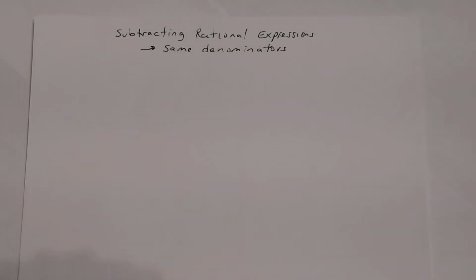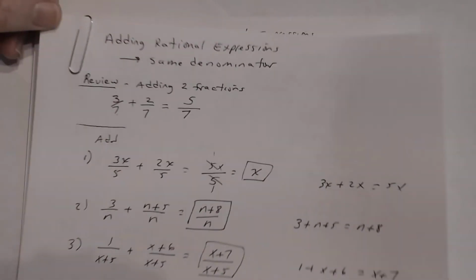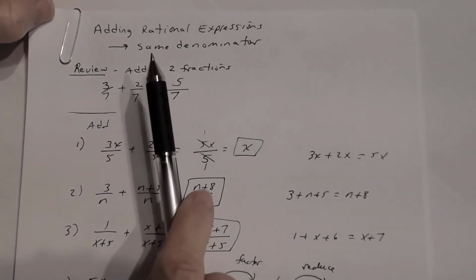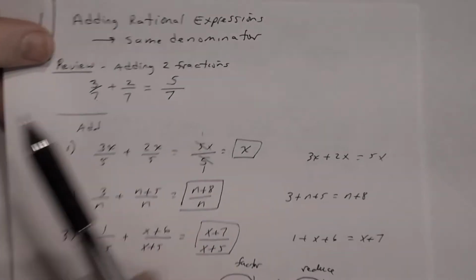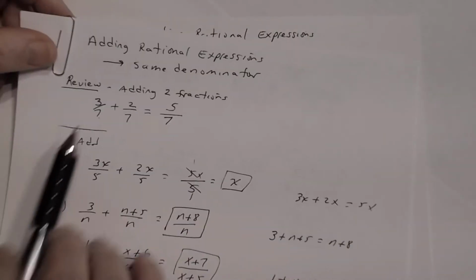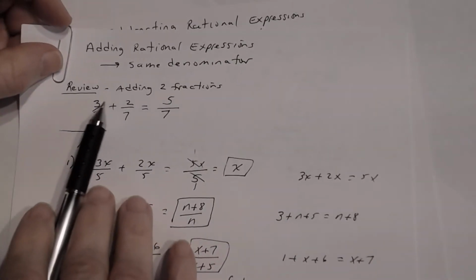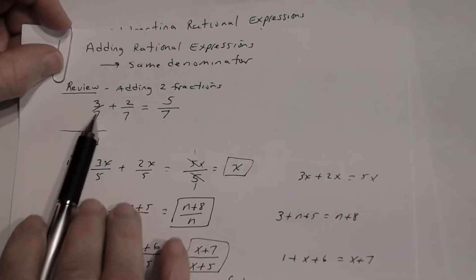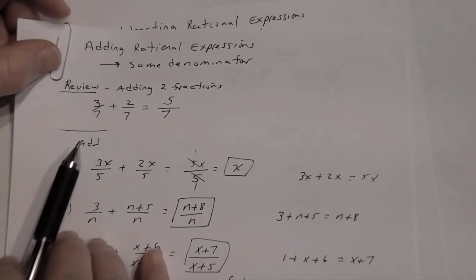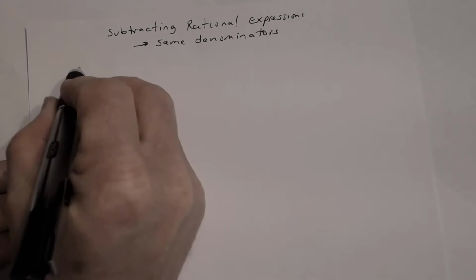This lesson focuses on subtracting rational expressions with the same denominator. Now, in the previous lesson, we looked at adding rational expressions with the same denominator. In this lesson, we're going to look at subtracting. Just like we did with the previous lesson, where we looked at one example of adding fractions with the same denominator, let's do the same thing with subtraction.